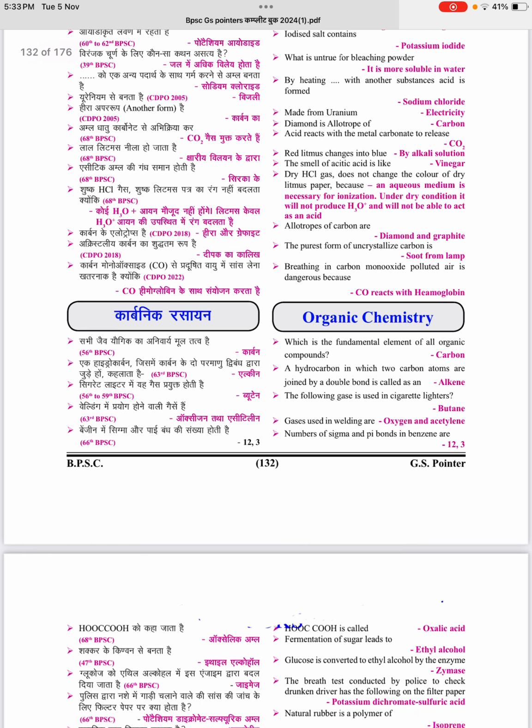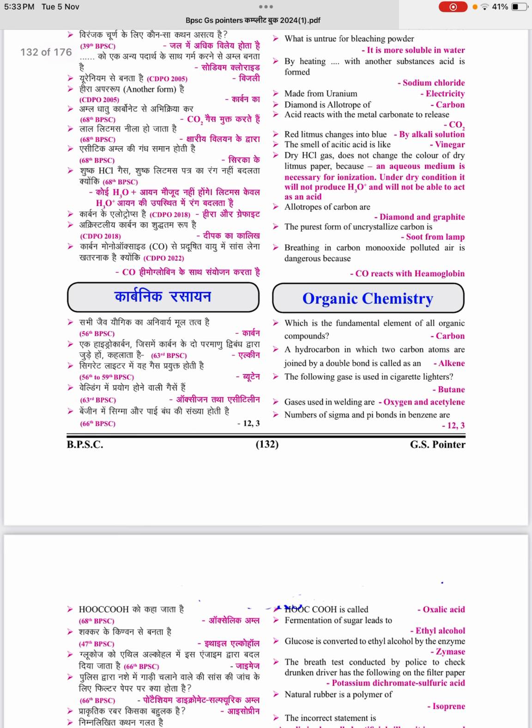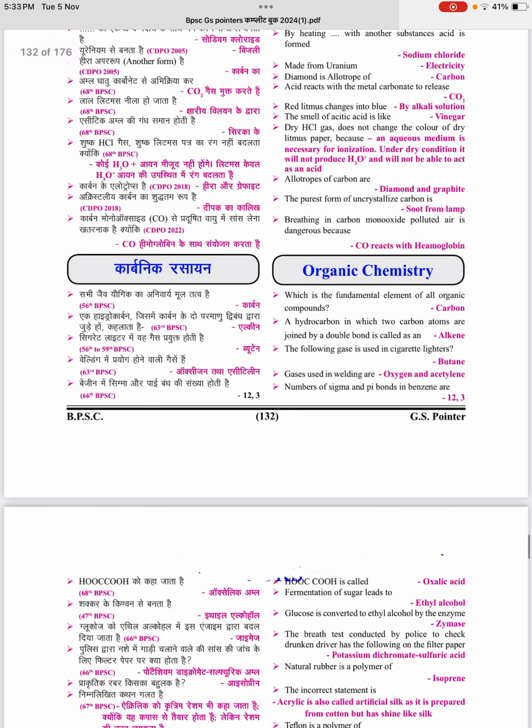What is untrue for bleaching powder? It is more soluble in water. By heating sodium chloride with another substance, acid is formed. Diamond is an allotrope of carbon. Acids react with metal carbonates to release carbon dioxide.